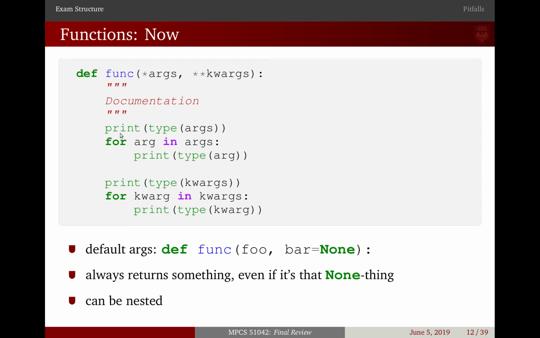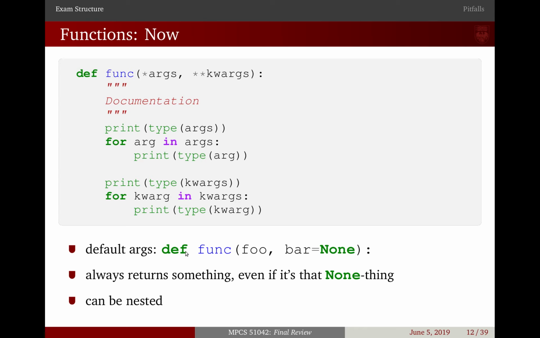And then we can loop over all these different arguments and the keyword arguments, and if I were to print what the type of args is here, what am I going to see? Tuple. Tuple, right. And if I were to print the type of keyword args, what would I say? Dictionary. Nice.